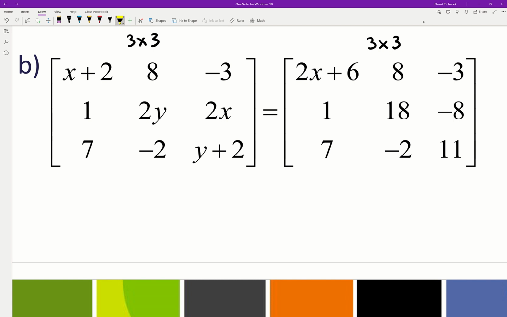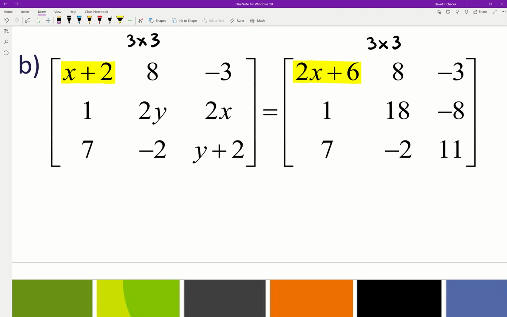So for example, you may notice that in the top left entry, it says x plus 2 in this first matrix, and then in the top left entry, the corresponding entry, it says 2x plus 6 in this next matrix here. You can feel free to go ahead and solve this problem by setting those entries equal and then getting the correct answer. That is a completely legit way of doing it.